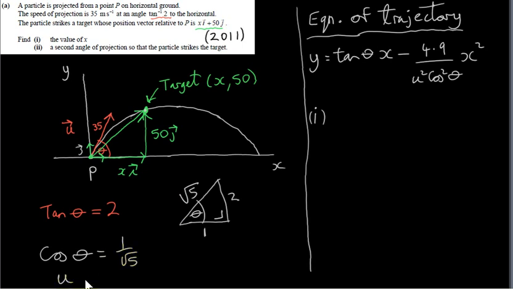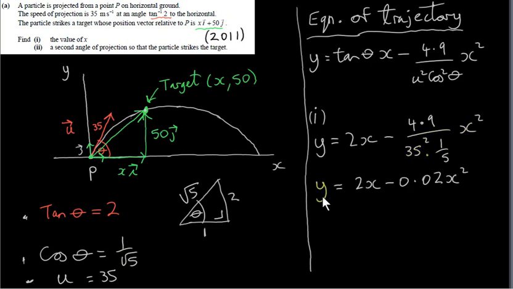And what about u? Well, u is the initial speed. We need that here. u is 35. So these are the three things that we need, and we can write down the equation of the trajectory. y equals tan theta, which is 2, times x, minus 4.9 over u squared, which is 35 squared, times cos theta squared. That's 1 over root 5 squared, which is 1 over 5. So the equation of the trajectory is y equals 2x minus 0.02x squared.